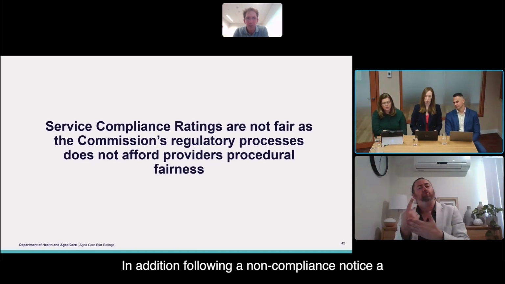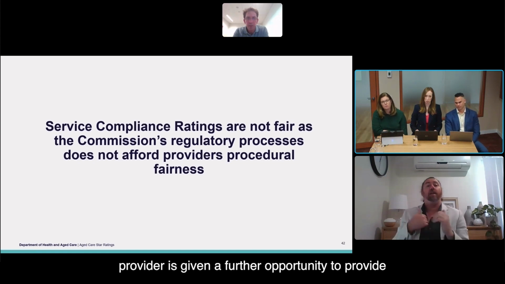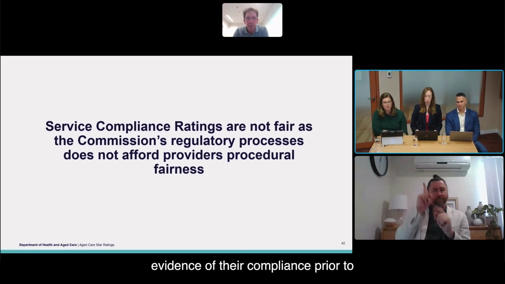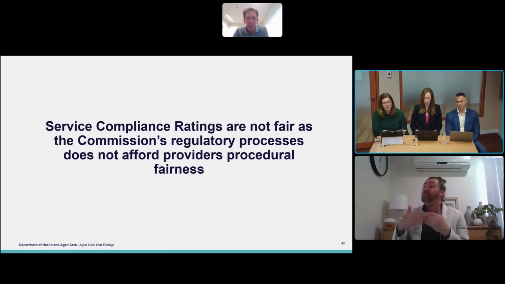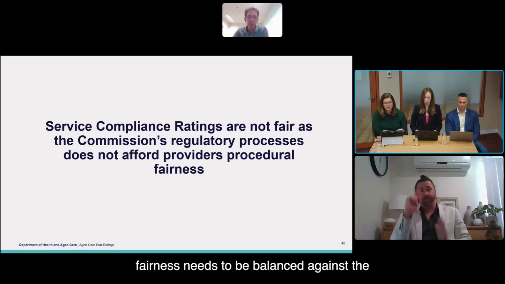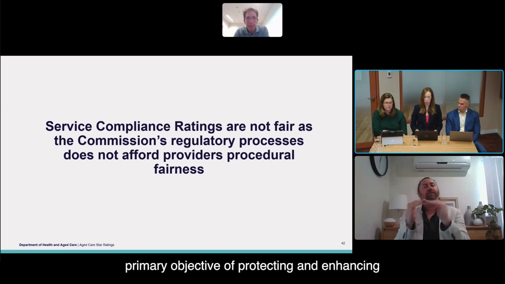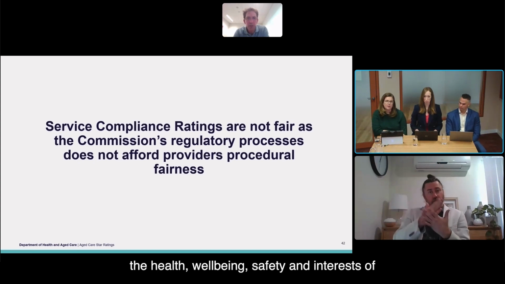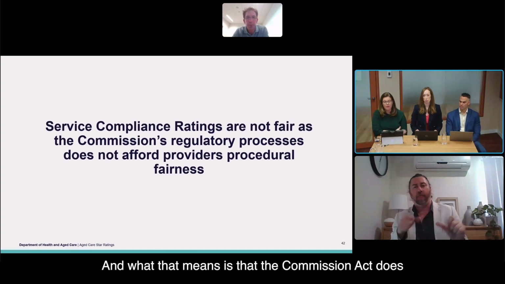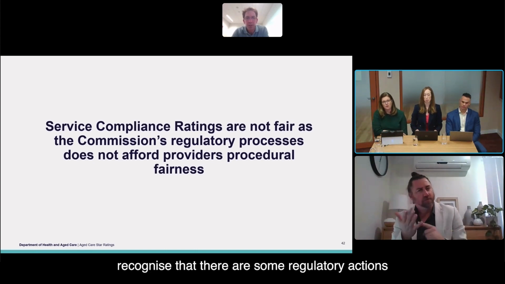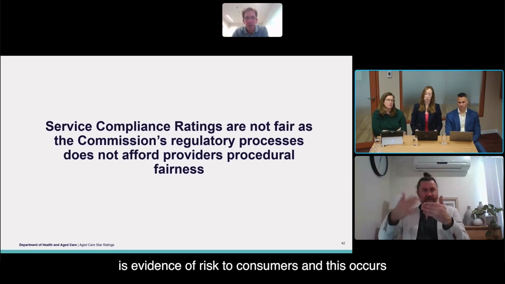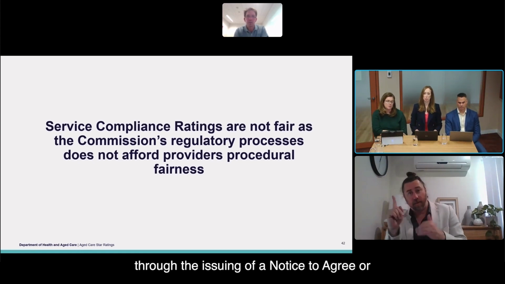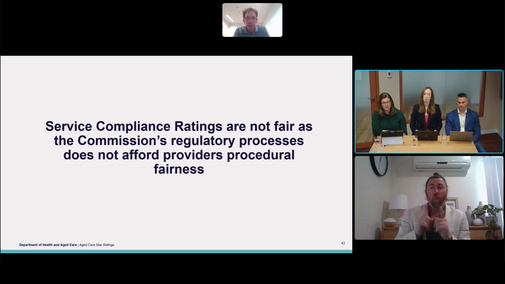In addition, following a non-compliance notice, the provider is given a further opportunity to provide evidence of their compliance prior to submitting their undertaking to remedy to address the non-compliance. I think in the aged care context, though, procedural fairness needs to be balanced against the primary objective of protecting and enhancing the health, wellbeing, safety and interests of aged care consumers. And what that means is that the Commission Act does recognise that there are some regulatory actions that may need to be taken urgently, such as when there is immediate and severe risk to consumers.